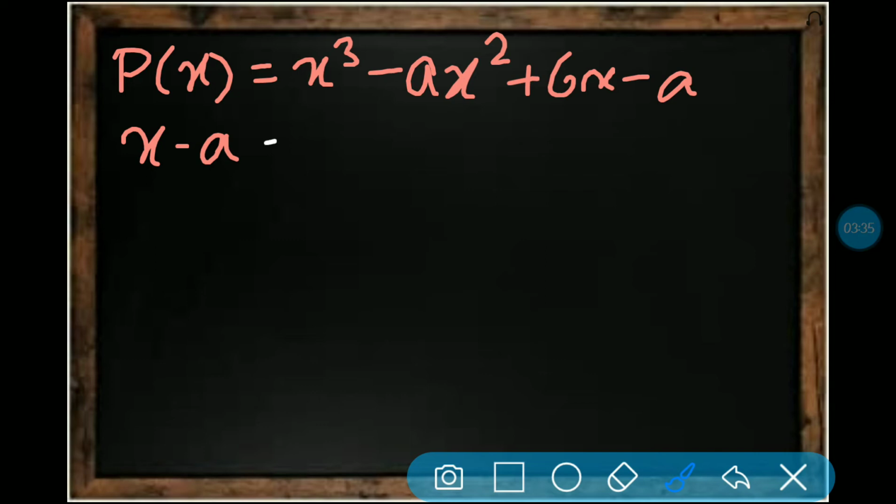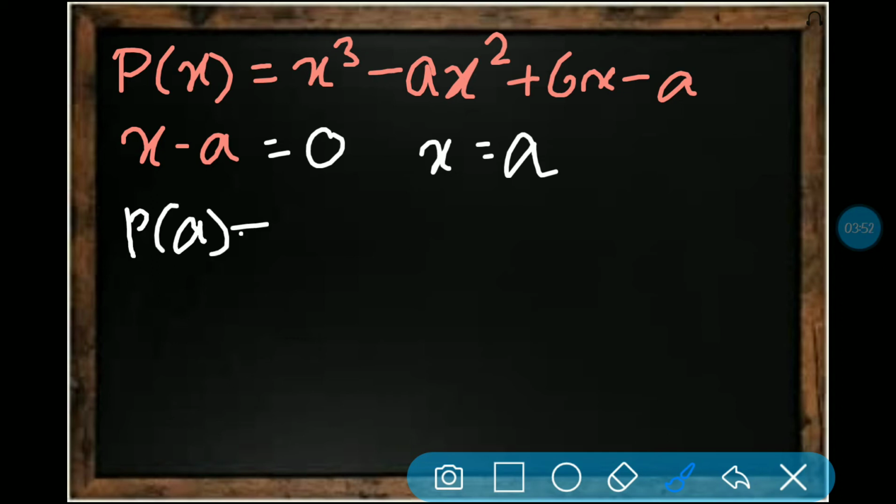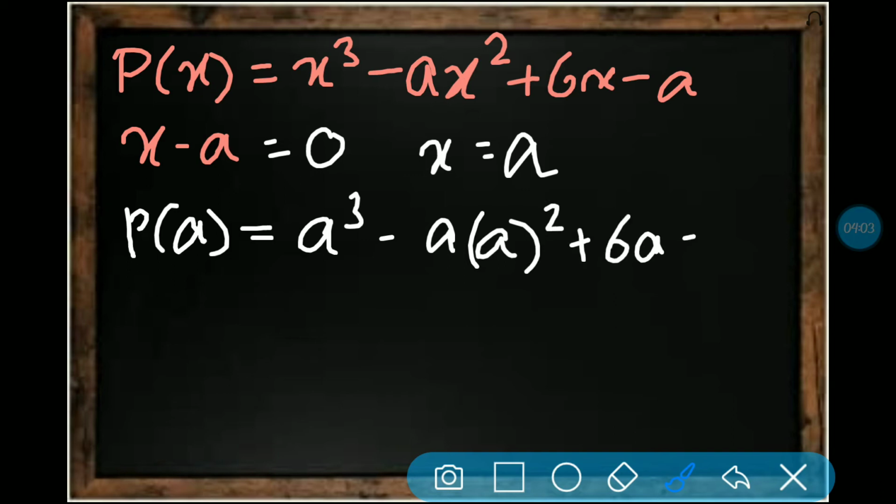Now this is g of x, right? So we will equate that to 0. So what will happen? Minus a goes to RHS and becomes plus a. So x is equal to a then. So wherever you find x in the polynomial, you will put a. That means p of x will now become p of a. So write p of a. Now x cube will become a cube. Then minus a into a square plus 6a minus a.